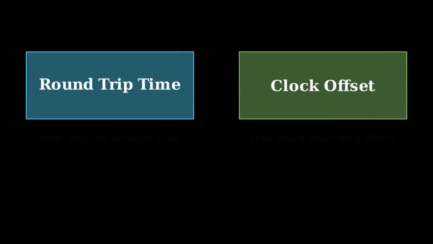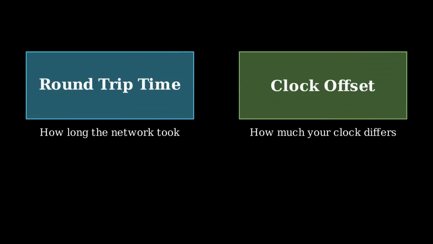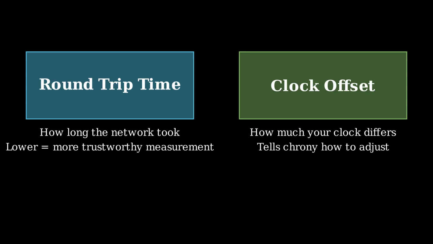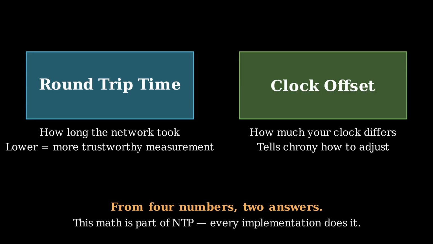From those 4 timestamps, the NTP protocol gives Chrony 2 important numbers. Round trip time tells Chrony how fast the network is and how much to trust this measurement. Clock offset tells Chrony how far off your local clock is. Every NTP implementation does this math.